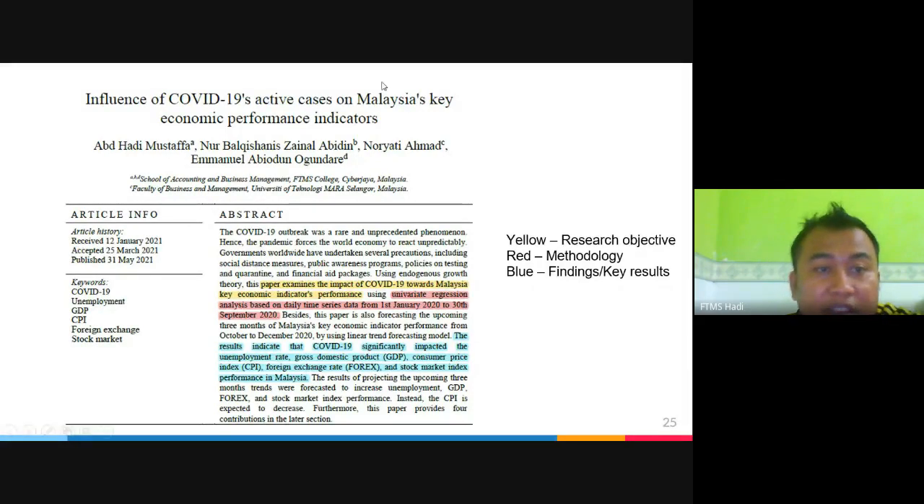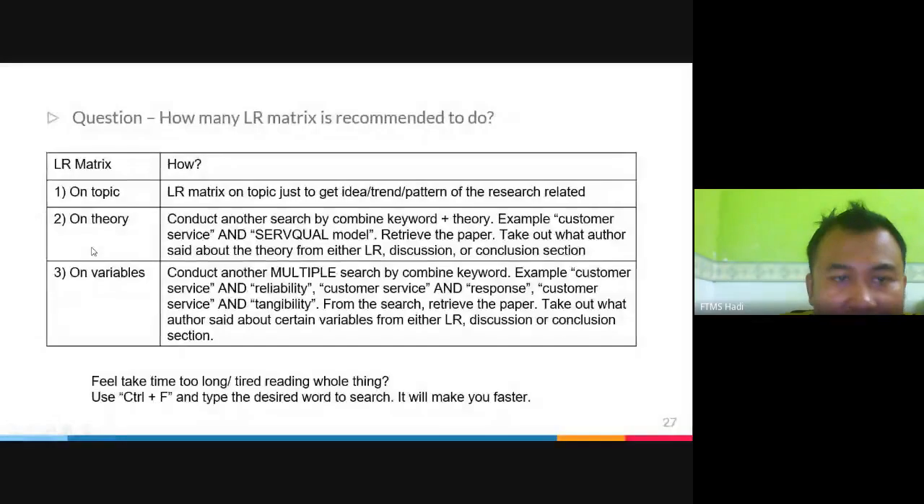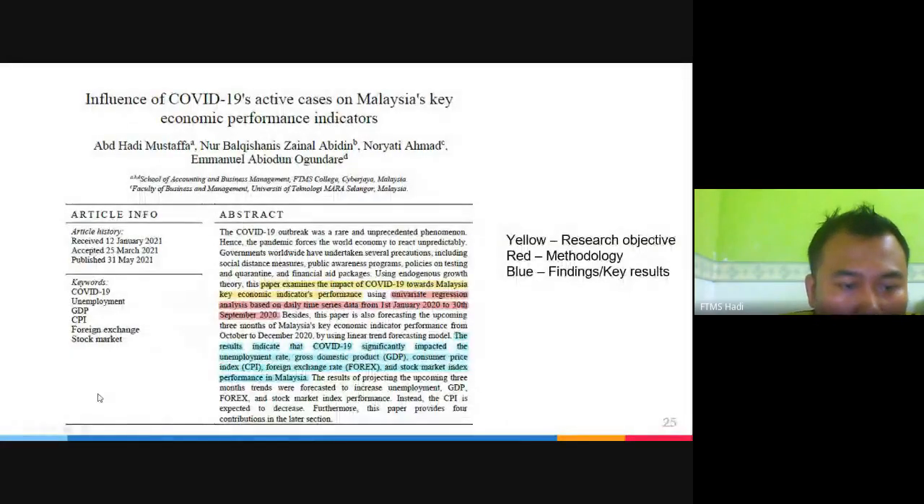Okay, so this is regarding the influence of COVID-19's active cases on Malaysia's key economic performance. Because this is my, sorry, where is the pen? Okay. Right. Okay, so this is my interest. Okay, this is the population. Sorry, this is the context, Malaysia. This is the population. Yeah, so PICO also.